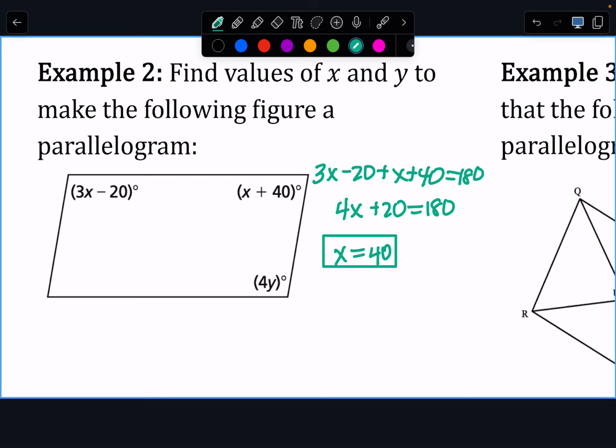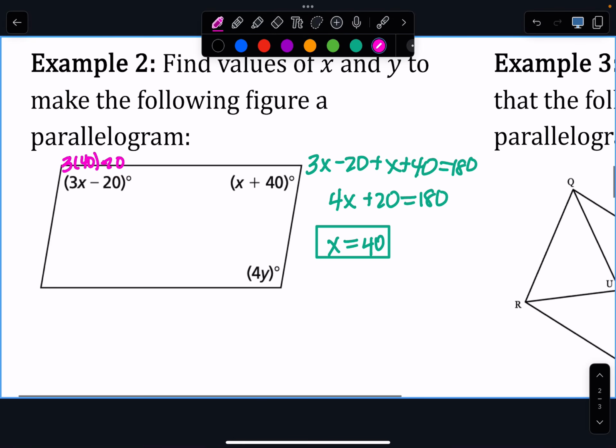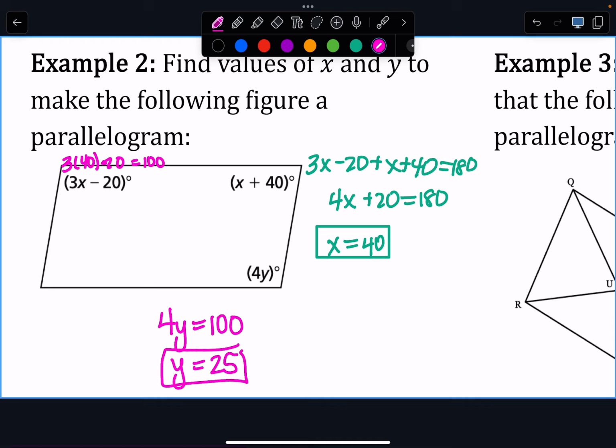Okay, now, how do I get y? What do you do, Noah? You plug in 40 to the 3x minus 20, and then do the opposite angle. Opposite angles. Okay, so what is 3 times 40 minus 20? 100. So we know that 4y equals 100. So y equals 25. Did anybody use x plus 40 and do the supplement? Yeah, potato, potato, it doesn't matter.